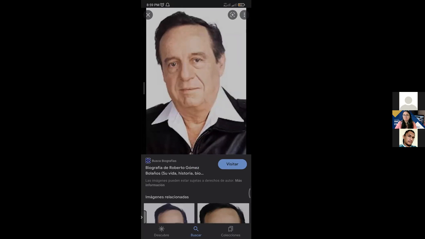Yeah. Okay, his name is Roberto Gómez Bolaños. He is short and shabby. He has short hair. He is 5'3".